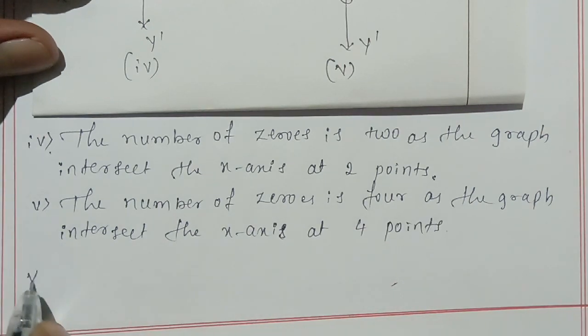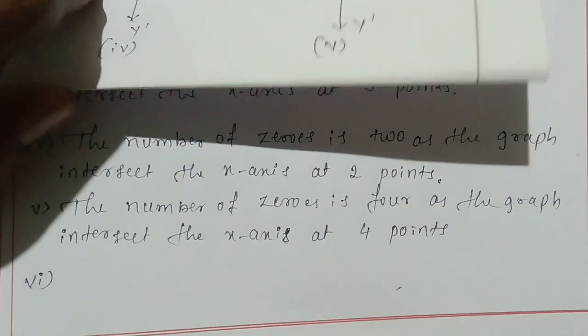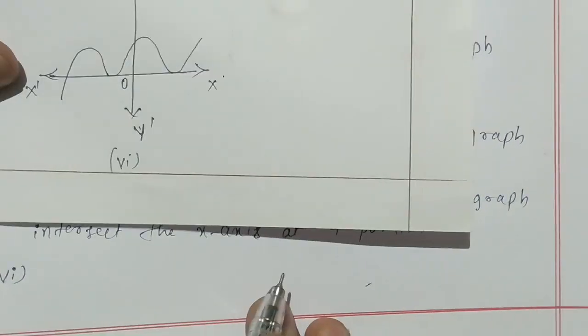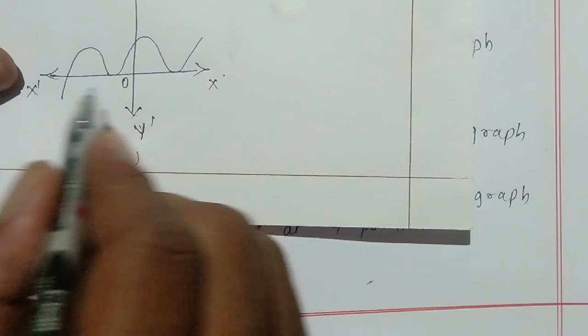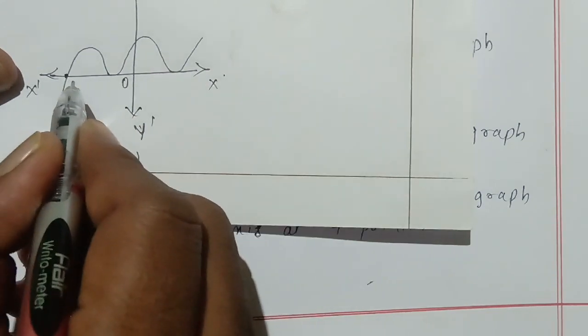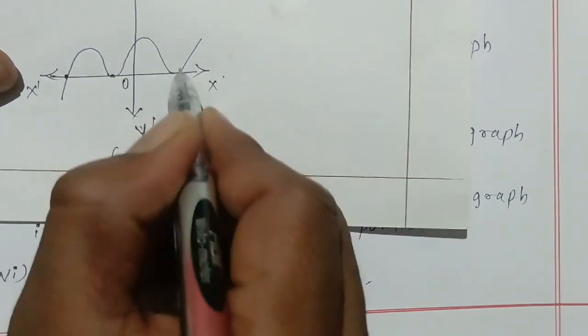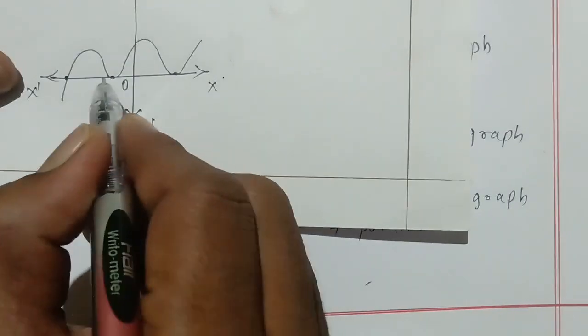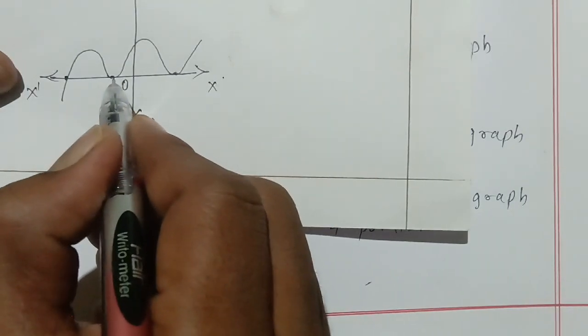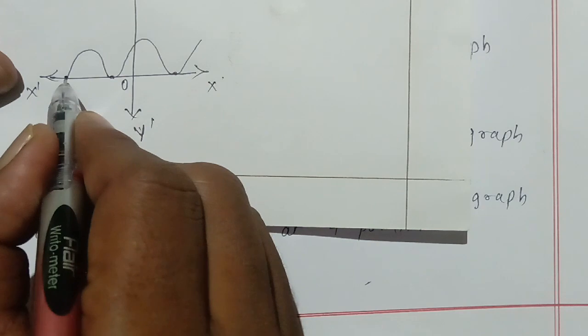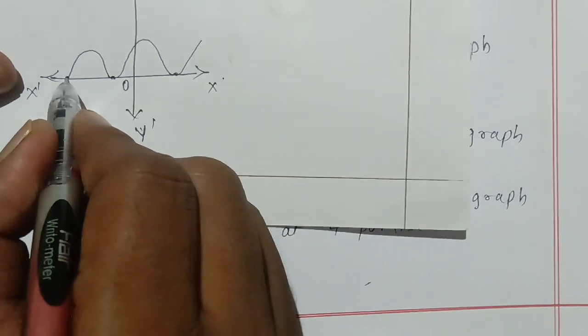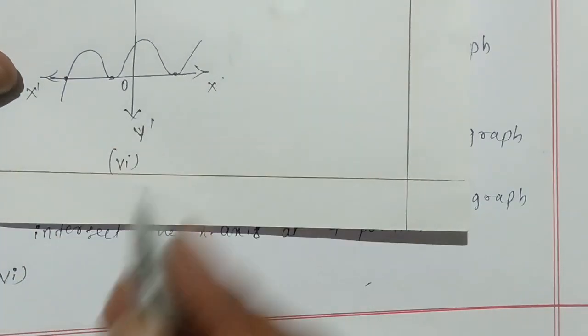Right? So next, the sixth one. This graph intersects at one point and it touches the x-axis at 2 points. So when it touches, this is also a zero of the polynomial. So the total number of zeros of this graph is 3. 1, 2, 3. Okay. So you can write here 2 points.